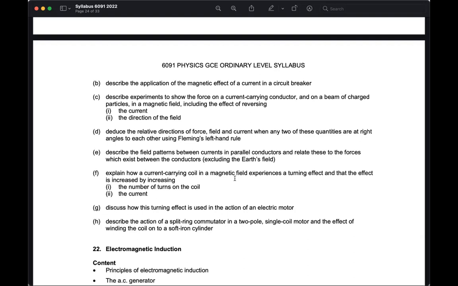And then, because of what we have learned so far, we're going to see how you can apply it to an electric motor. If not for the motor, we would not need to learn this topic.